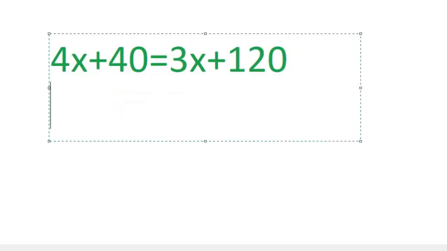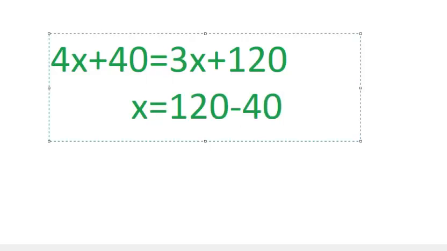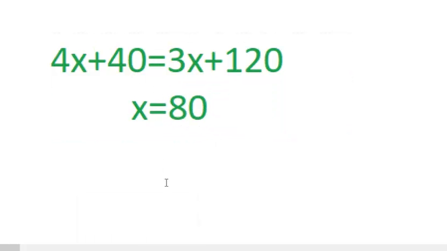And then I move things. Remember, the numbers go to the right side and the letters go to the left side. So it will be 4x minus 3x. I'm not going to copy it if I can do it in my mind. I can do it in my mind and get the answer immediately. I'm going to put x. Why? Because that saves a lot of time. And then 120 minus 40. If you can't, then yes, copy it. But if you can do it in your mind, 80. I know that x is 80.